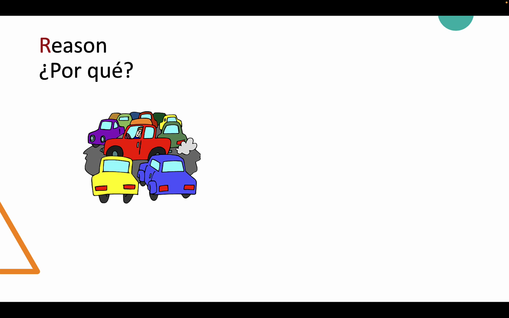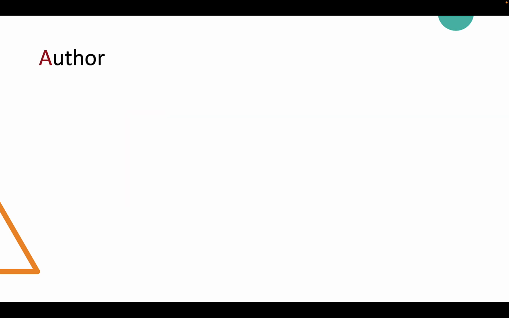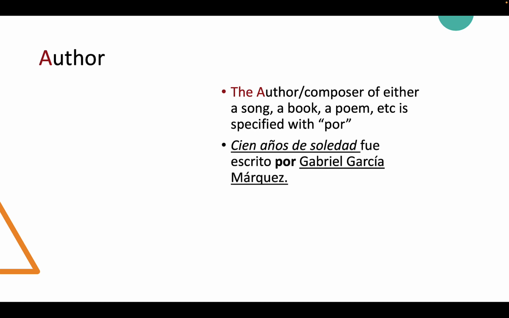Reason, ¿por qué? We can answer that question with por. ¿Por qué llegaste tarde? Why did you arrive late? Por el tráfico. Because of the traffic. So that will be our equivalent here in English because of por. Author. Cien años de soledad fue escrito por Gabriel García Márquez. So it will be the equivalent of by. 100 Years of Solitude was written by Gabriel García Márquez.